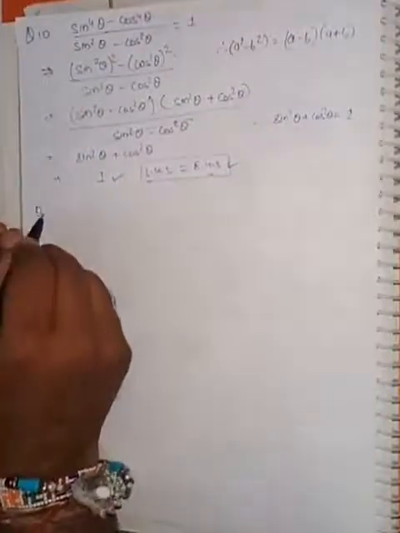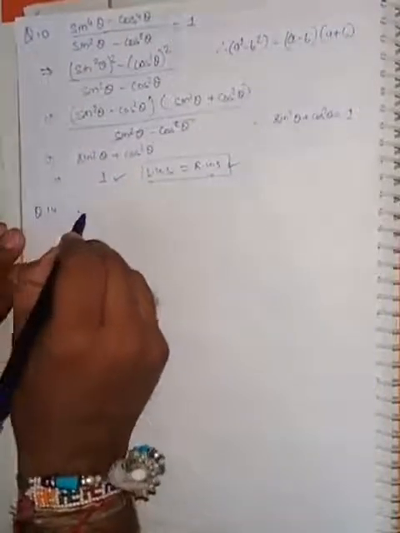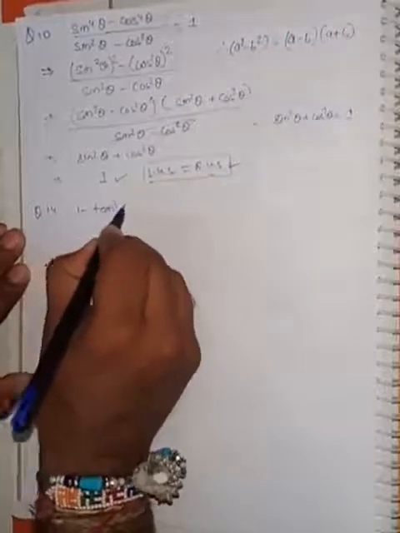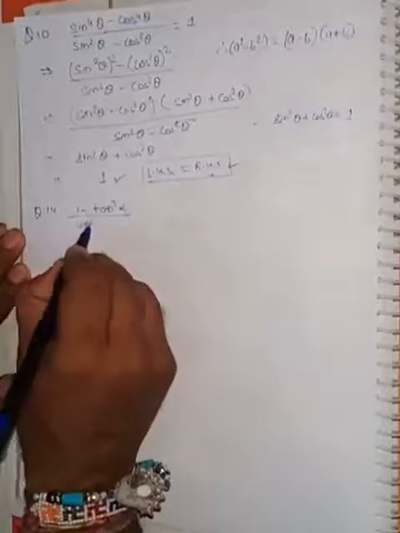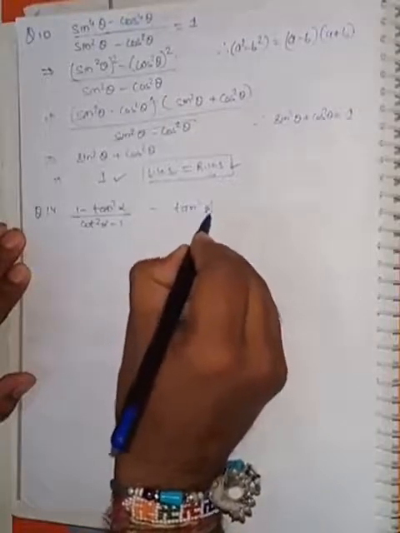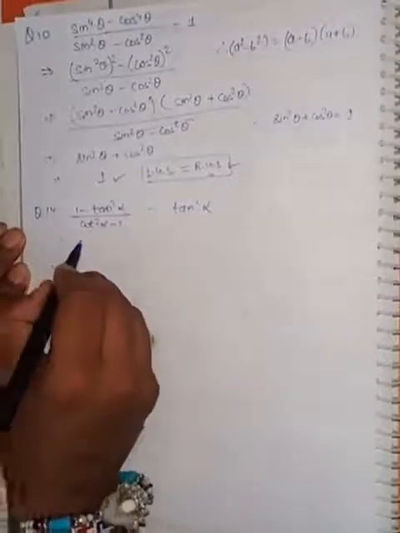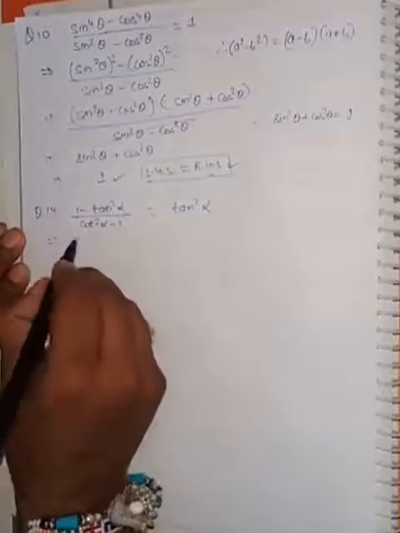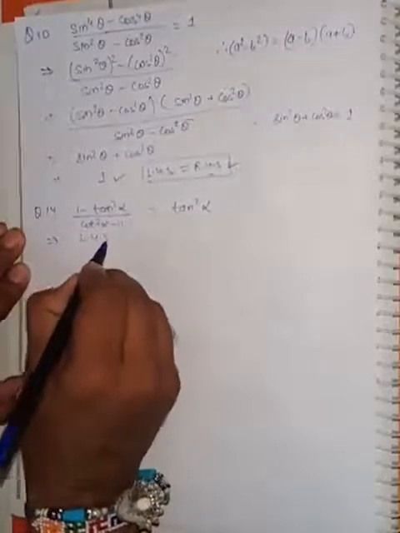Our next question is question number 14: (1 minus tan square alpha) divided by (cot square alpha minus 1) equals, we need to prove, tan square alpha. So how will we do this? Start from our left hand side.